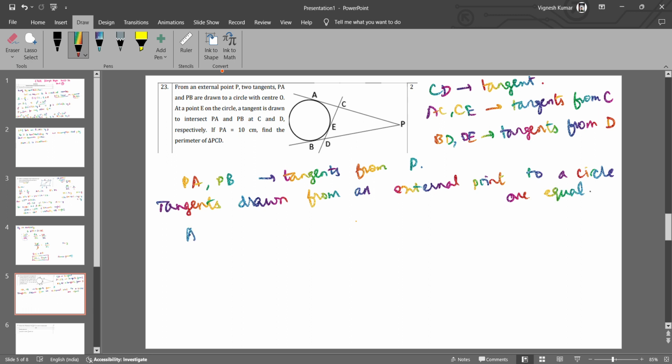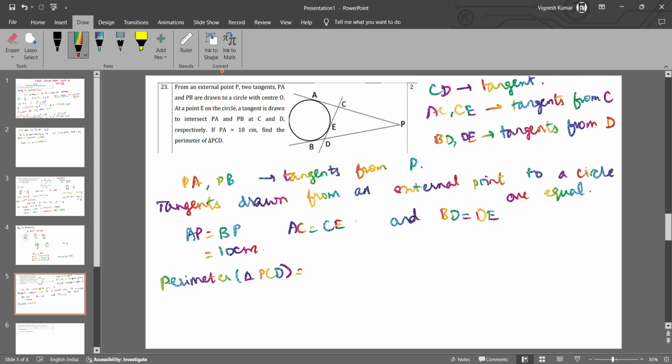So we can say AP is equal to BP, similarly AC is equal to CE, and BD is equal to DE. But we have the value of AP as 10 cm, so AP is equal to BP, which is equal to 10 cm. Now we have to find the perimeter of triangle PCD. It is basically the sum of the sides of the triangle. So PC plus CD plus PD.